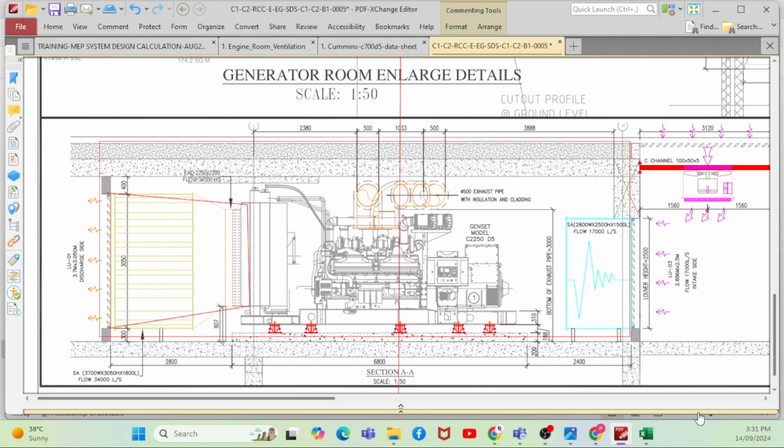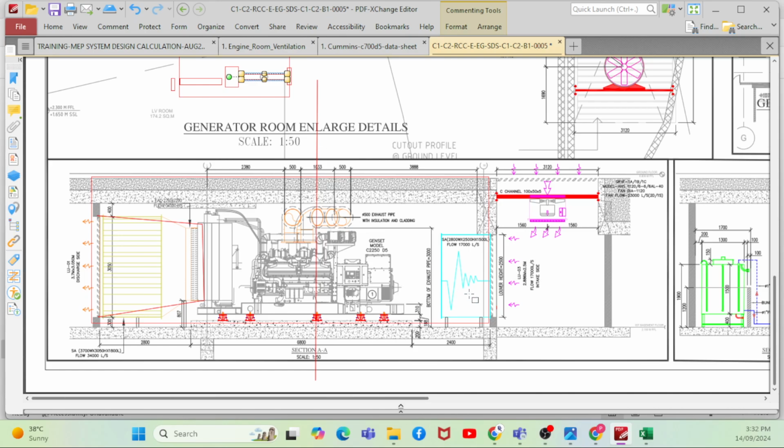Okay, see, there is one parameter you have to consider when you have a noise criteria. For example, if I'm going to keep the fan on the roof, then I can keep it on the roof itself. Yes, at the high level, I can keep my fan at the roof level.